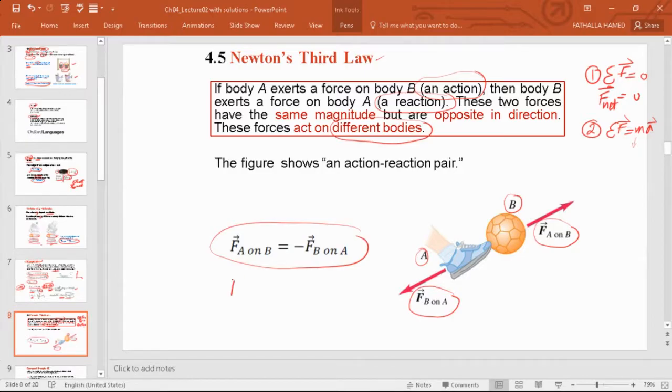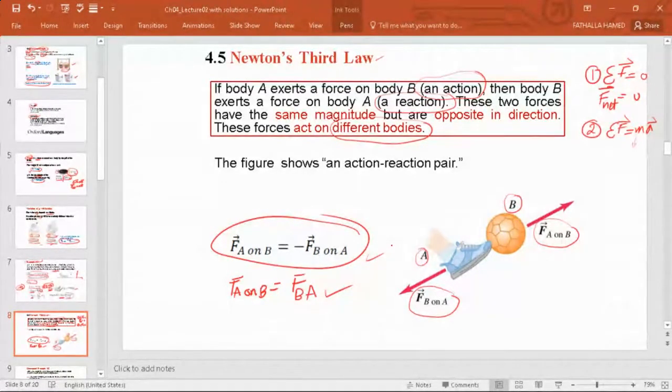And we can also say F of A on B equals F of B on A. That's also correct because we're only looking at magnitudes. But you cannot put an arrow on the top here. That will be wrong. So it's either these two are equal in magnitude, or the two forces are equal in magnitude but opposite in direction, and that's why we're including the minus sign here.